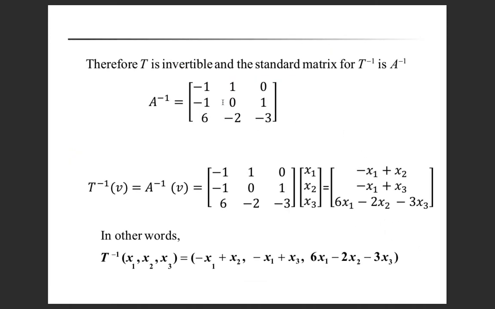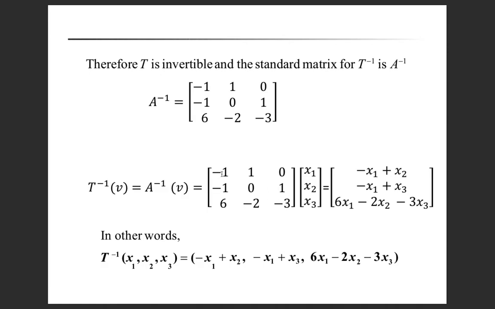Therefore, A inverse is equal to [[-1, 1, 0], [-1, 0, 1], [6, -2, -3]]. And T inverse B is equal to A inverse B. Here T inverse is [[-1, 1, 0], [-1, 0, 1], [6, -2, -3]] and V is x1, x2, x3. So this is equal to minus 1.